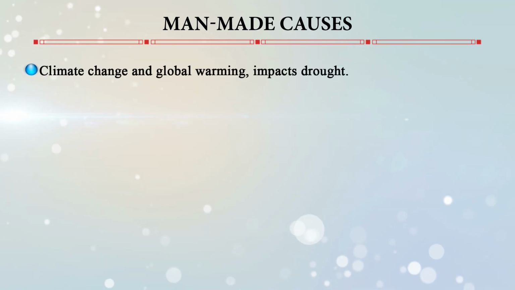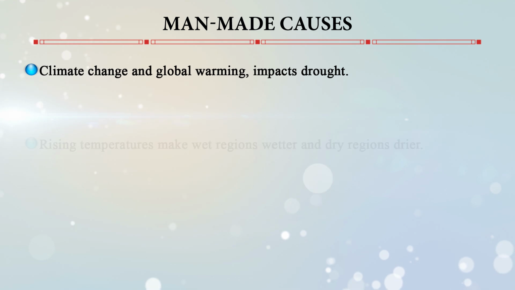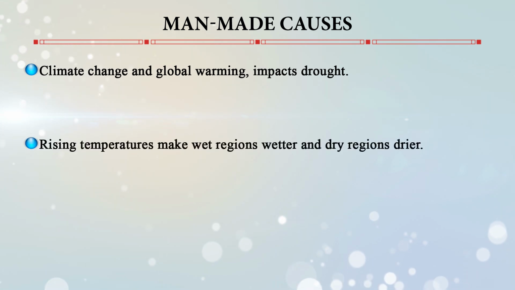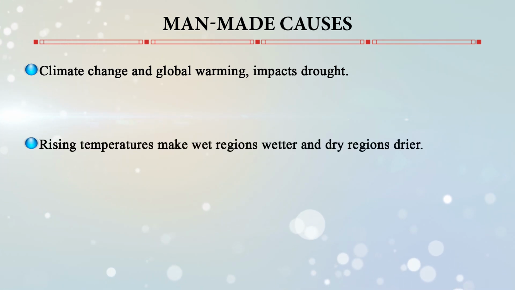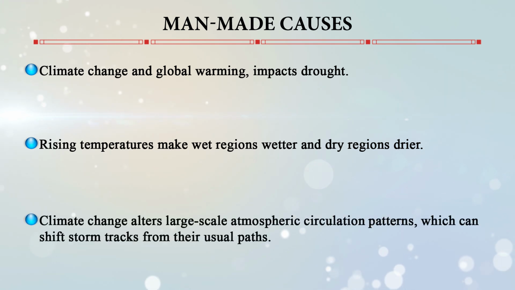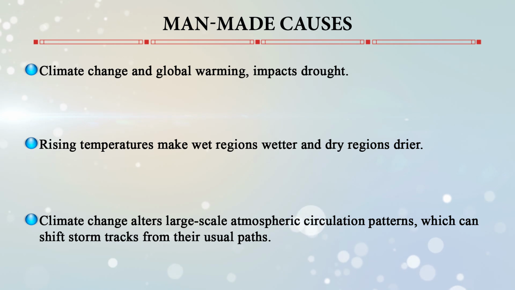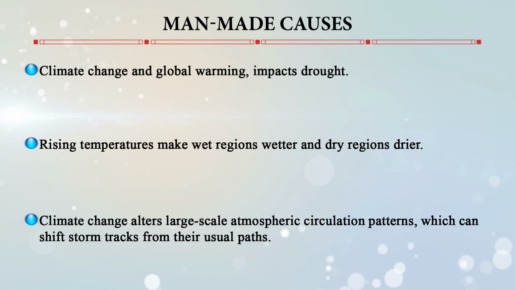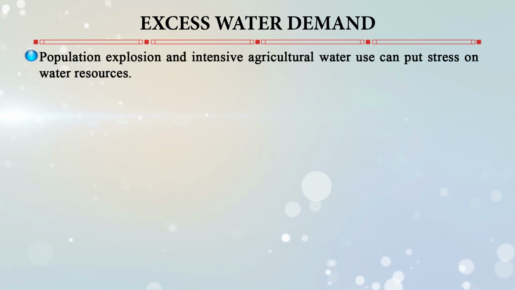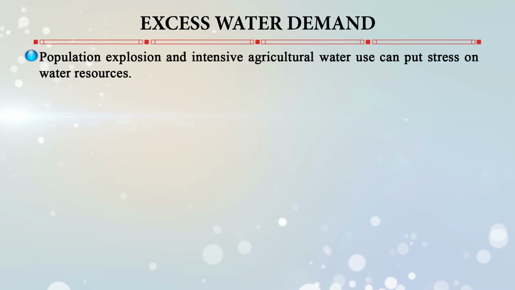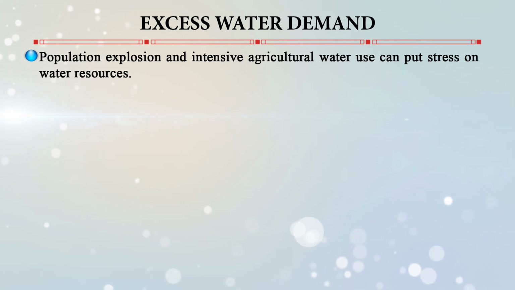Man-made or anthropogenic causes are also responsible for drought. Climate change and global warming impact drought. Rising temperatures can make the wet regions wetter and the drier regions drier. Climate change can also alter the large-scale atmospheric circulation patterns, which can shift the storm tracks from their usual path. Excess water demands: population explosion and intensive agricultural water use can put stress on the water resources.